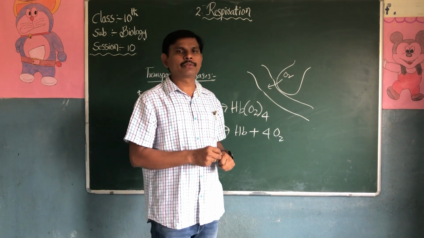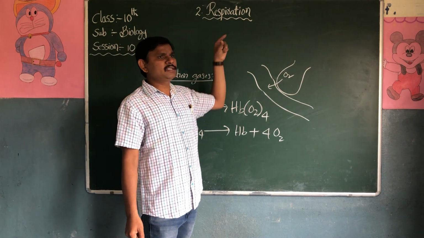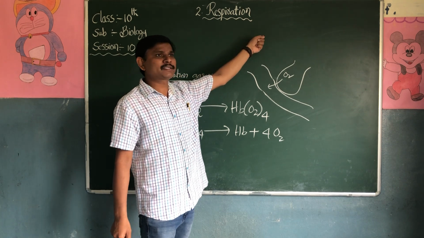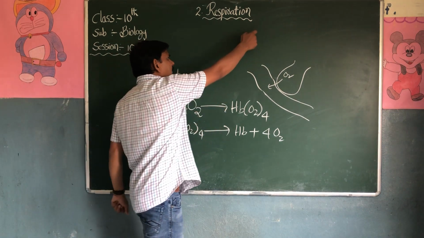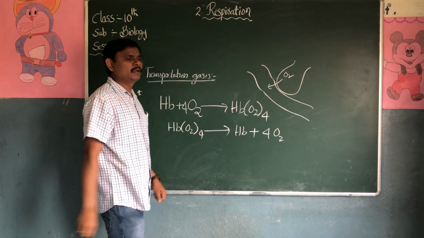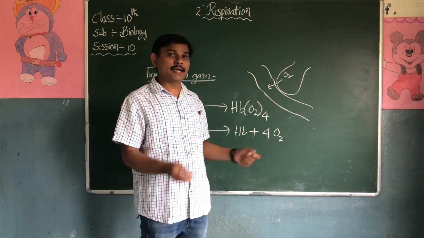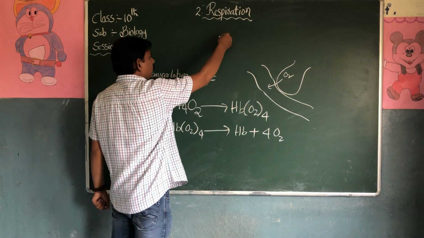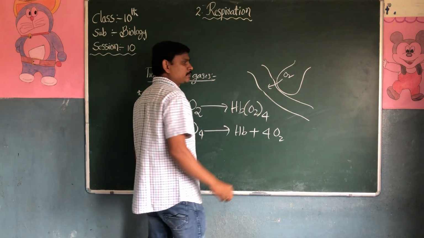When the breakdown of glucose happens, oxygen is utilized and carbon dioxide is produced. Again this carbon dioxide is combined with the hemoglobin. Carbon dioxide is combined with the hemoglobin, and this hemoglobin will carry the carbon dioxide back to where the alveoli are present.